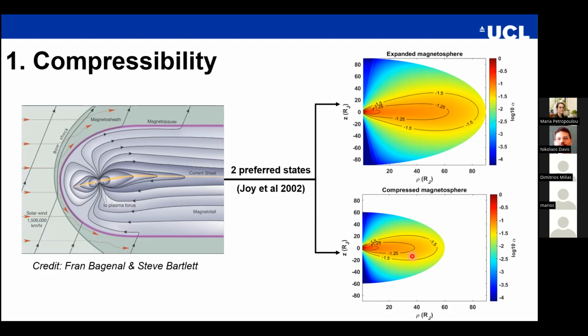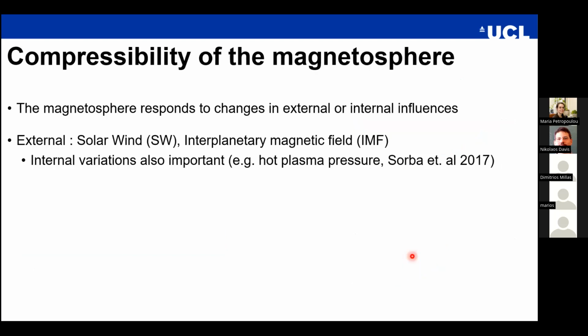Of course, the magnetosphere can be found in between, but statistically, these are the two most probable states. And of course, this is a huge difference, and we wanted to see if we can understand how this compression happens and also compare it to Earth and Saturn. So first of all, why does this compression or expansion happen? Because, of course, the solar wind changes, the interplanetary magnetic field changes, and also for systems like Jupiter and Saturn, we may have some internal changes like the hot plasma content. Again, there's no real equivalent for the Earth because we only feel the change due to the solar wind.